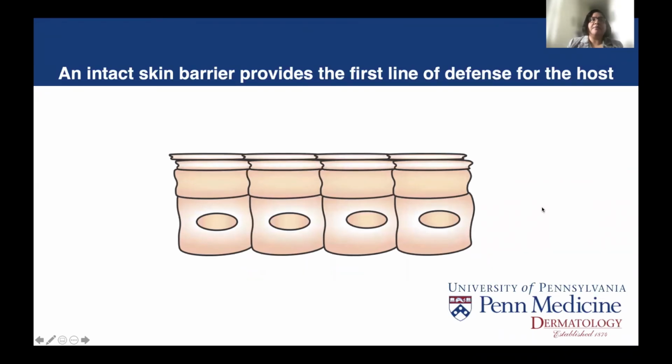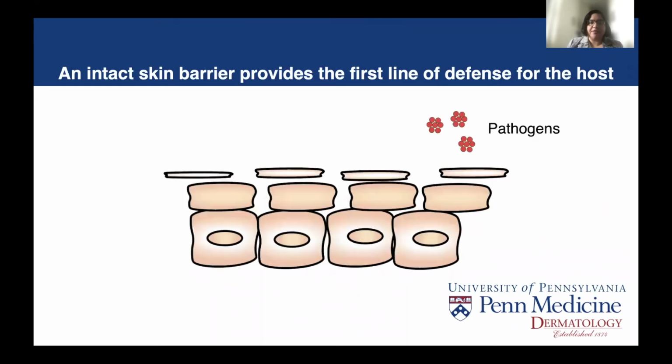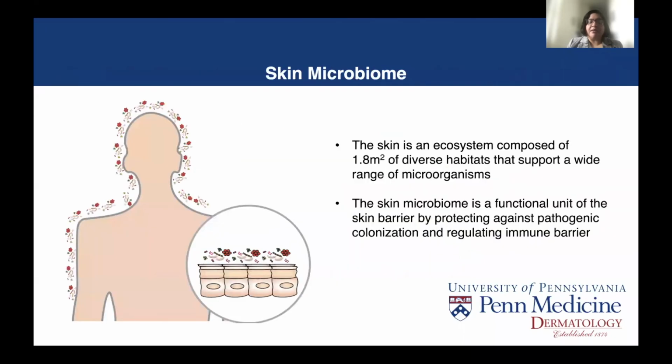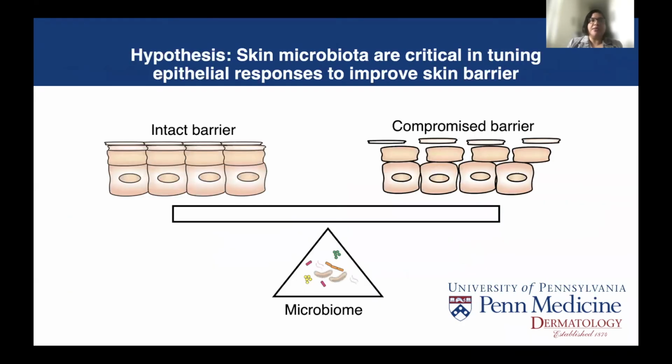An intact skin barrier is critical to human health. A damaged skin barrier increases susceptibility to pathogens, inflammation, and dehydration. The skin is home to the skin microbiome, which is critical as it protects against pathogen colonization and is fundamental for training the immune system. We wanted to test the contribution of the skin microbiome in regulating barrier repair and integrity.